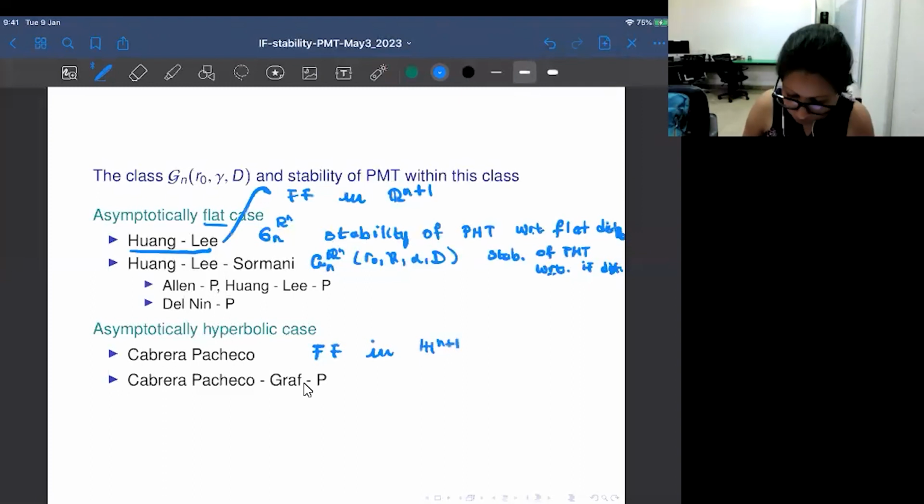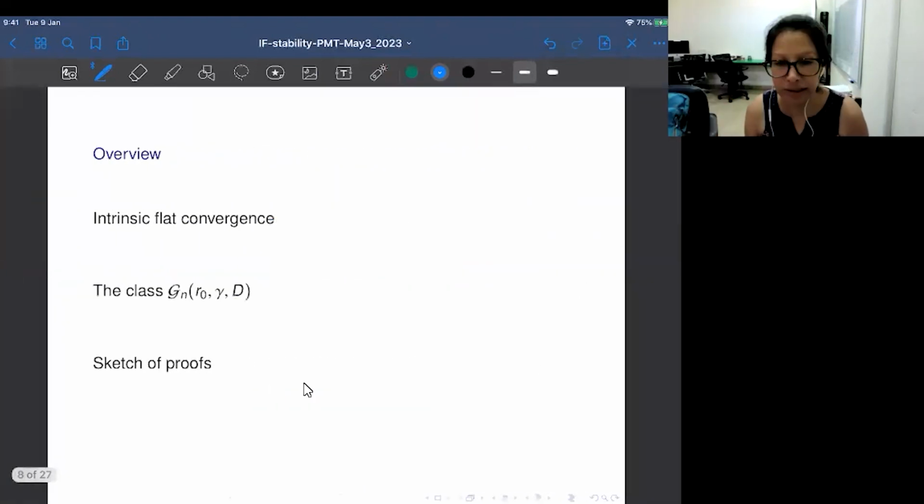Okay. So now let me just tell you the overview. Now I will give a lot of details. So I'm going to talk about intrinsic flat convergence. Then I will describe the class that we are studying, and finally sketch the proof of the theorems.